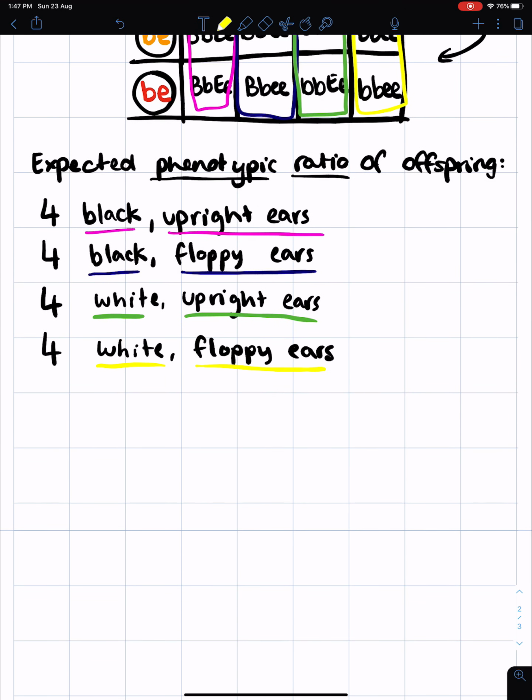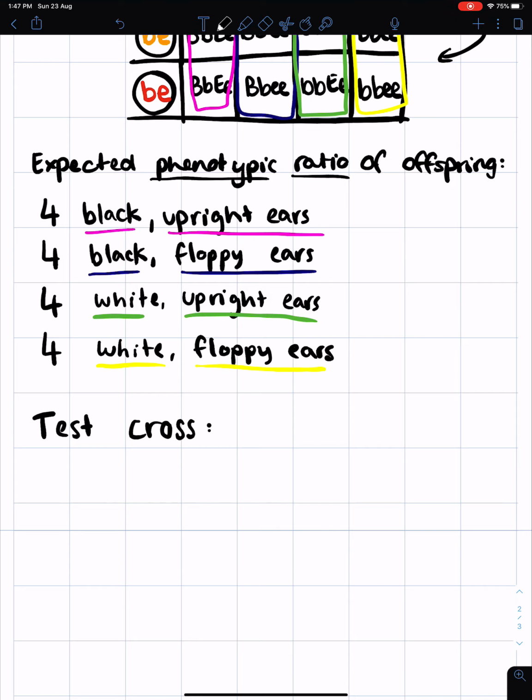Now, finally, I'm just going to end with the test cross. We've done test crosses for monohybrids. You're familiar with it from level 1. You will probably get asked to do a test cross in an exam question for this as well.